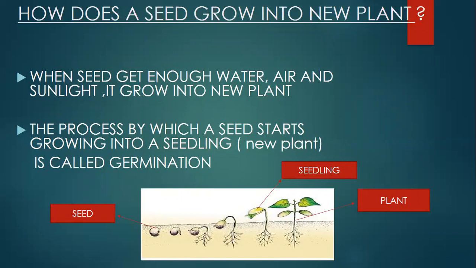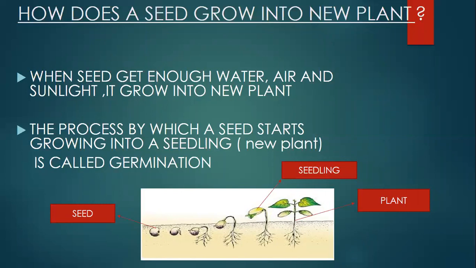So what is germination? Germination is the process by which a seed starts growing into a new plant. Now you know, in the beginning of germination, the new plant gets its food from the cotyledons. I told you this in the earlier slide, that cotyledons provide the food to the new plant.